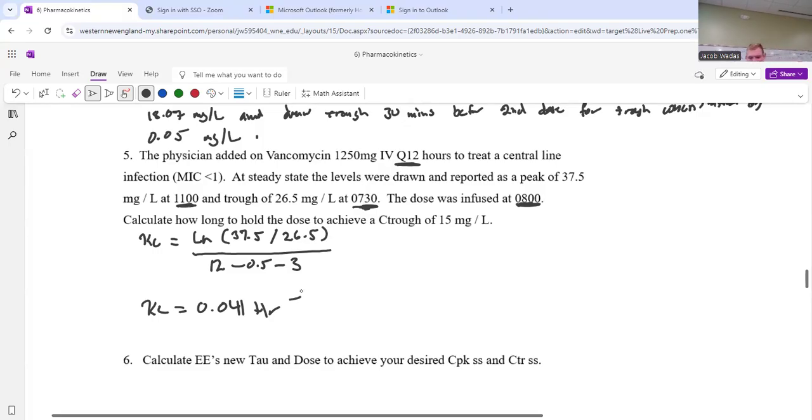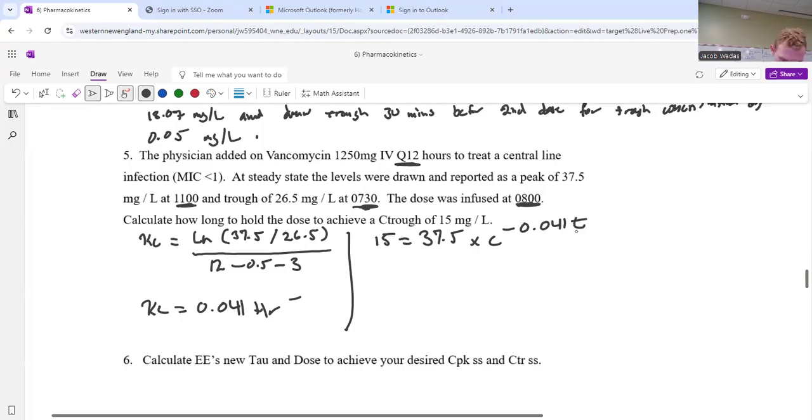All right, now that we have the individualized KE, we can calculate how much time it's going to take to drop to that level. So C2 is going to be our target concentration, which is 15. And then we have the peak here of 37.5, times e to the negative KE, which is 0.041. And then we're solving for t.